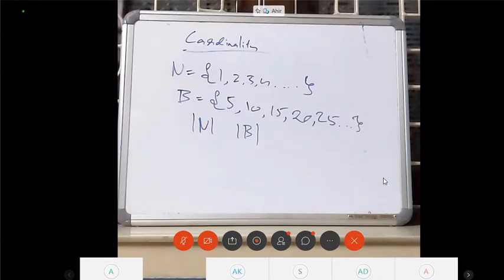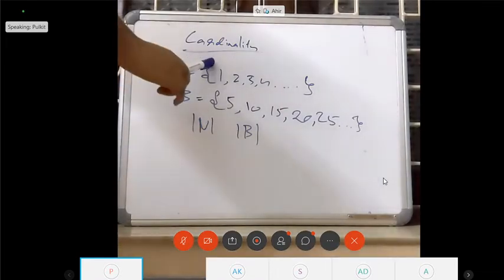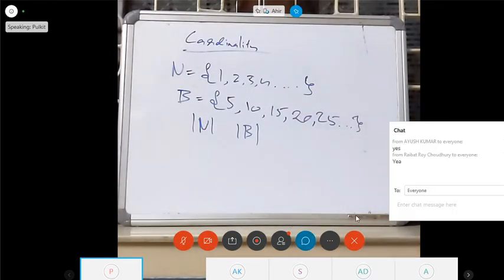Could you repeat please? Cardinality of B equal to cardinality of N, since both go to infinity. The cardinality of B is a subset of that of N. So you're saying that the cardinality of B is less than N. But as N goes to infinity, then both should be infinite. Yes, it's infinite, but are there more elements in this set or this set? In N, there are more elements in N.